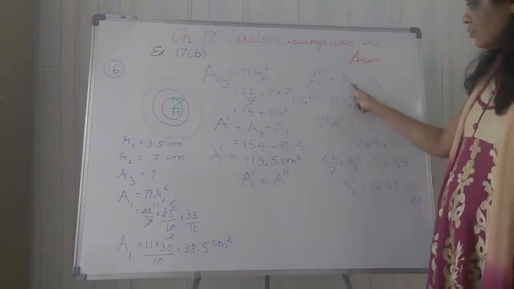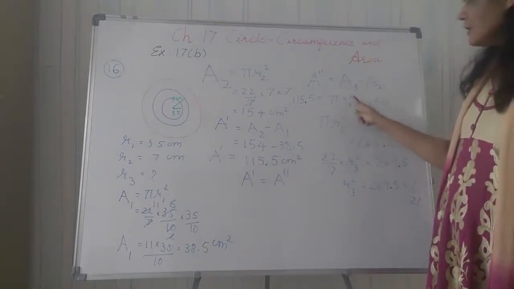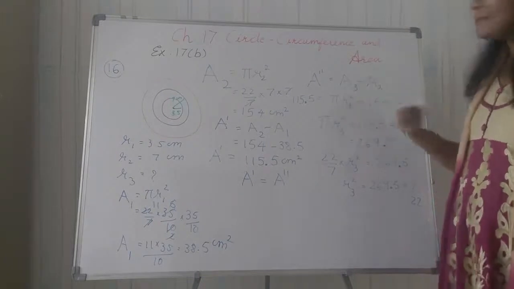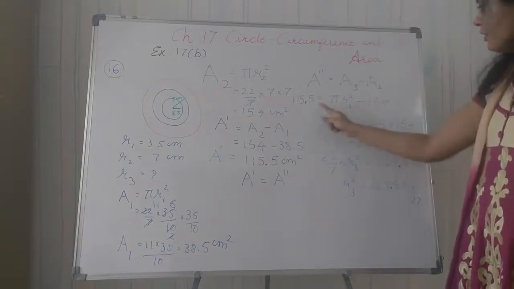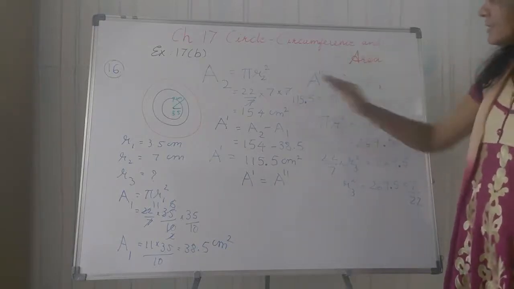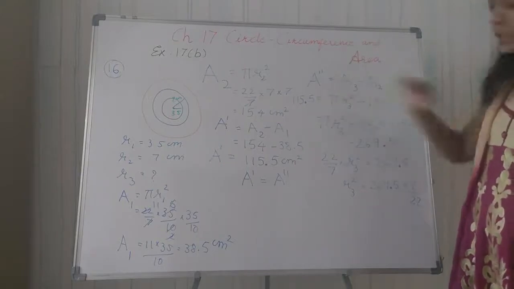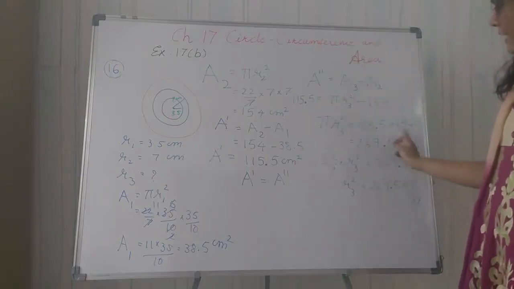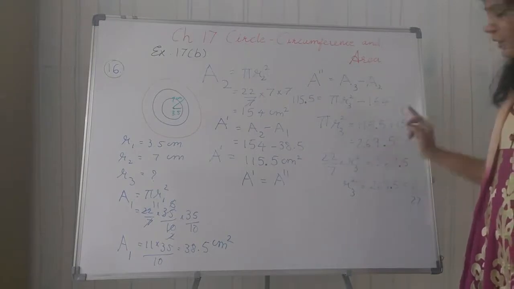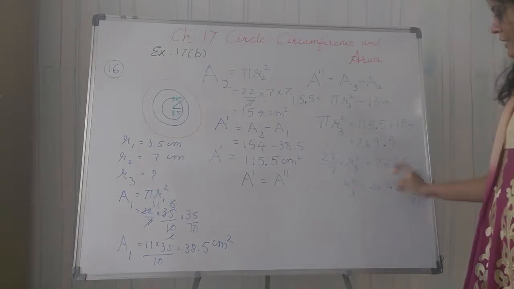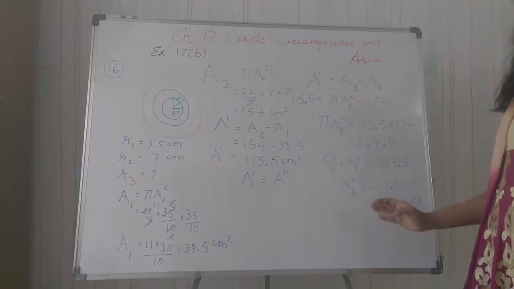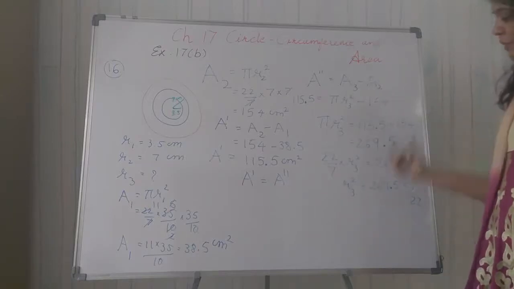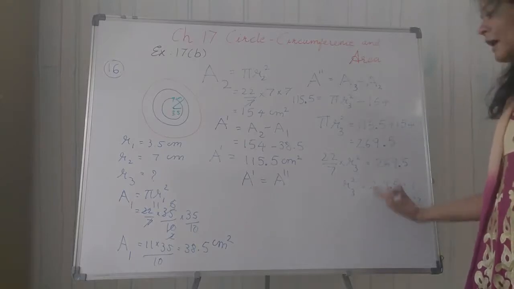115.5 is equal to the area formula for third circle, which is pi r3 square minus this 154. So pi r3 square is equal to 115.5 plus 154. By taking this 154 on other side I get plus, and by addition we get 269.5. Now to get r3 square, that is the third radius, we have to take this calculation and then take square root to get our r3 value. So students, this calculation you have to do by yourself and also get your third radius of the circle.